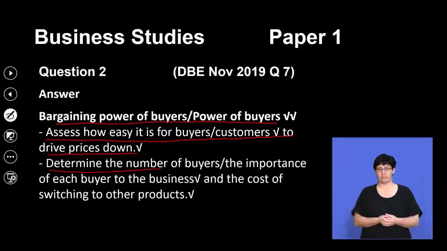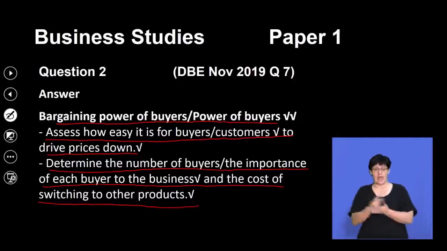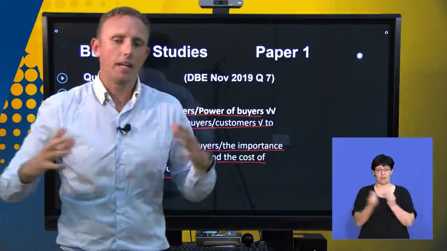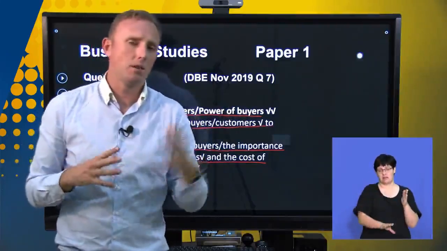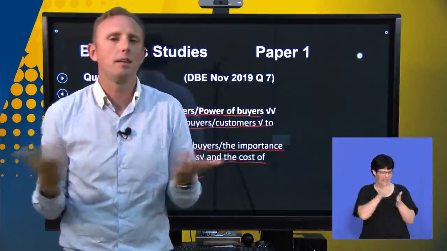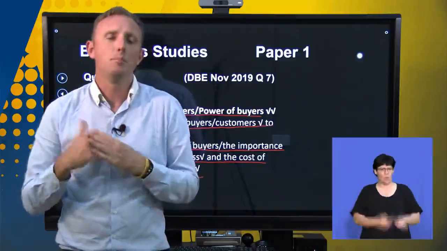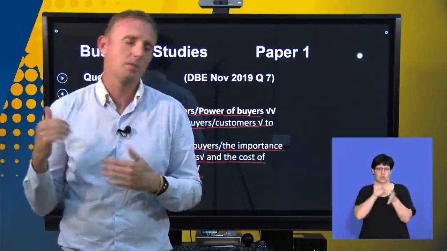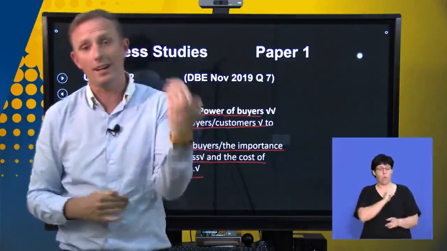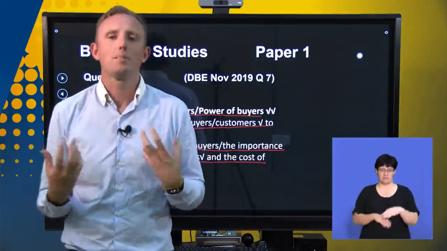You have to determine the number of buyers and the importance of each buyer to the business, and the cost of switching to other products. So if I want to cancel my cell phone contract, I'm going to unfortunately incur penalties. It isn't worth my while to chop and change between contracts every single month, because every time I enter a new contract and leave it, I'm going to have to pay some penalties. So it's going to cost me quite a bit of money.